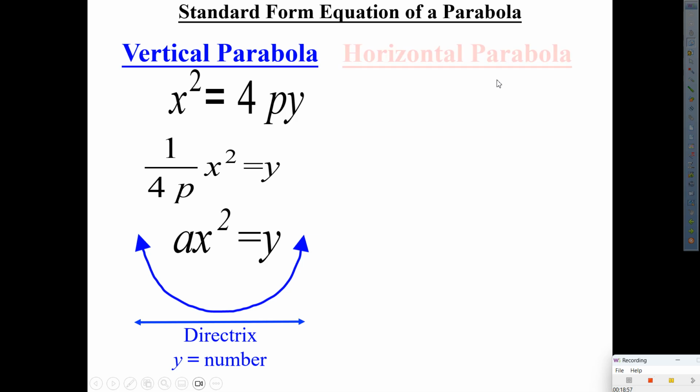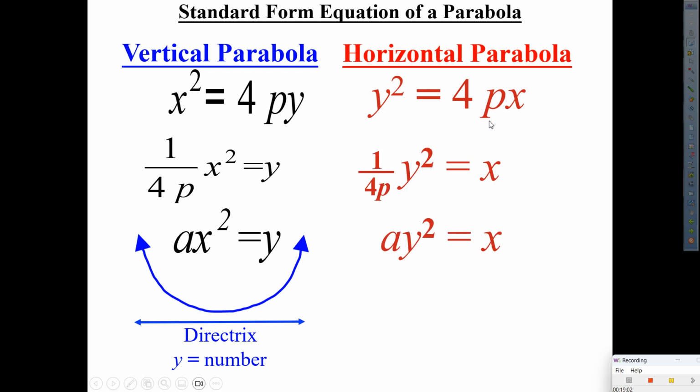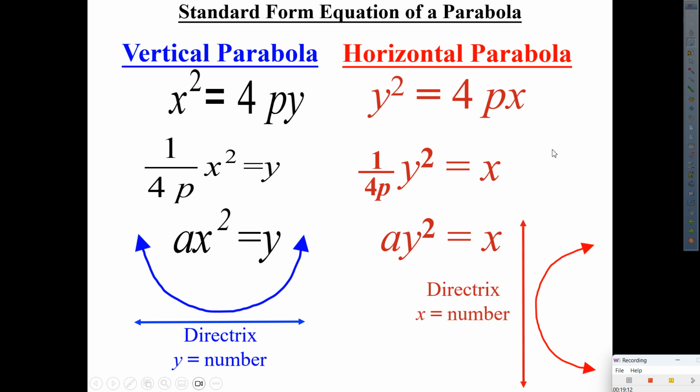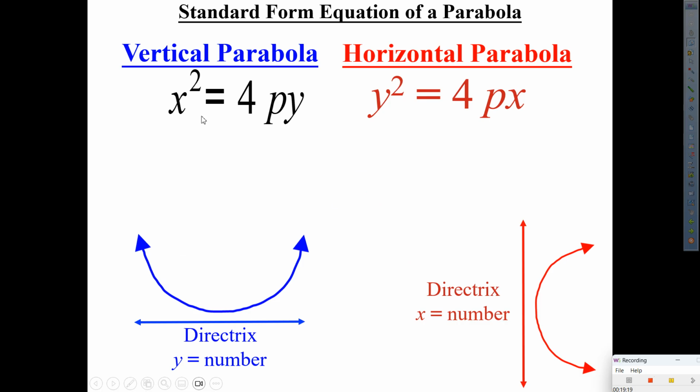The other form of parabola is known as the horizontal parabola. Those open from side to side, and away from the directrix. However, today, to not get you confused, we're not going to use all those equations. For the vertical, we're only going to use that one. For the horizontal, we're going to use this one. So, in your notes, copy that, please. Make sure you write standard form equation of parabola. Vertical parabola, that's the equation. Horizontal parabola, that's the equation.